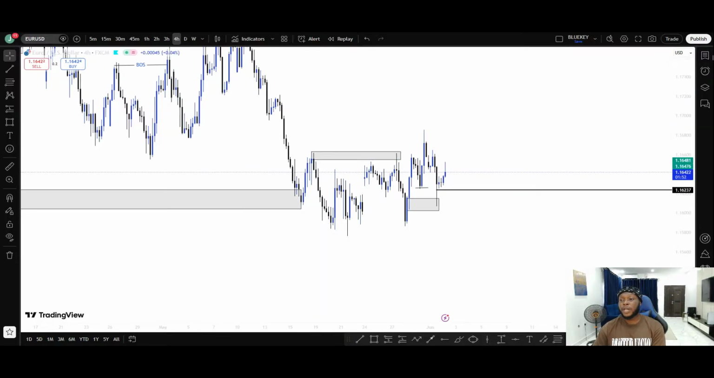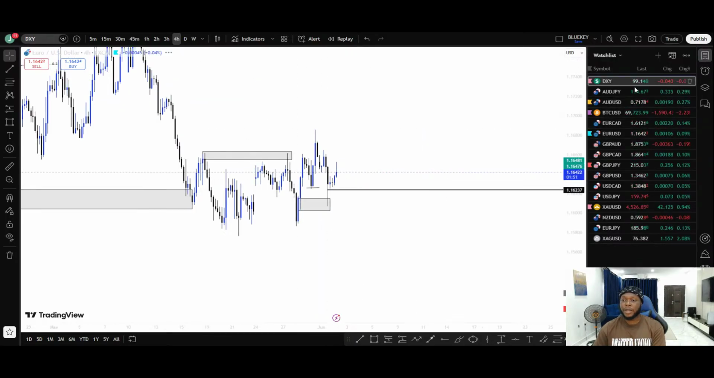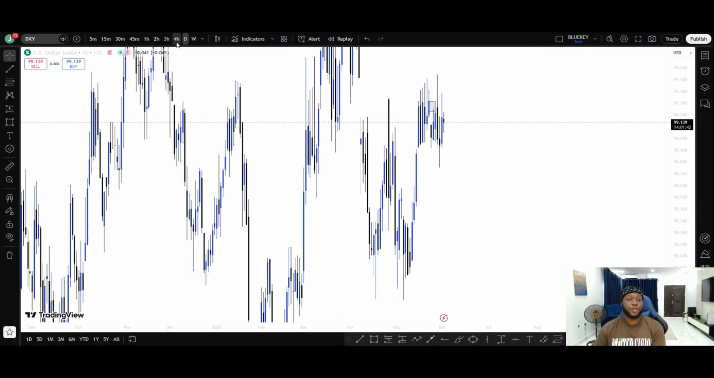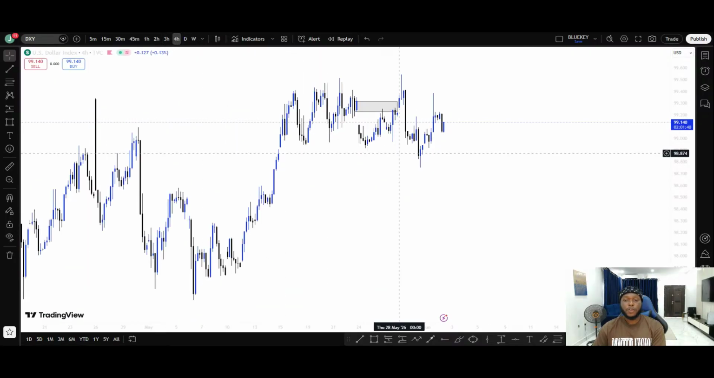So let's first look at the dollar index so that I can get a clearer idea. Let's look at the dollar index first of all. Oh, the dollar index is ranging as well from daily. It's a massive range. So the market is ranging here, so there's no point. Let's just go back to the Euro USD.